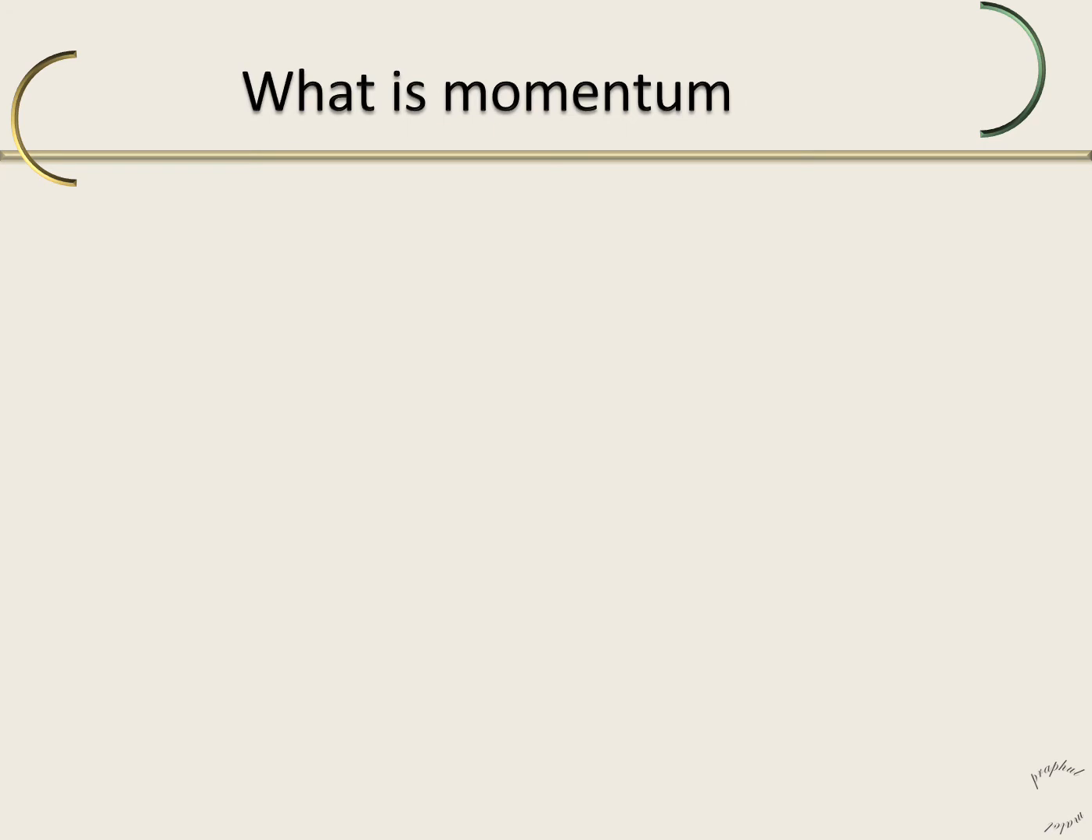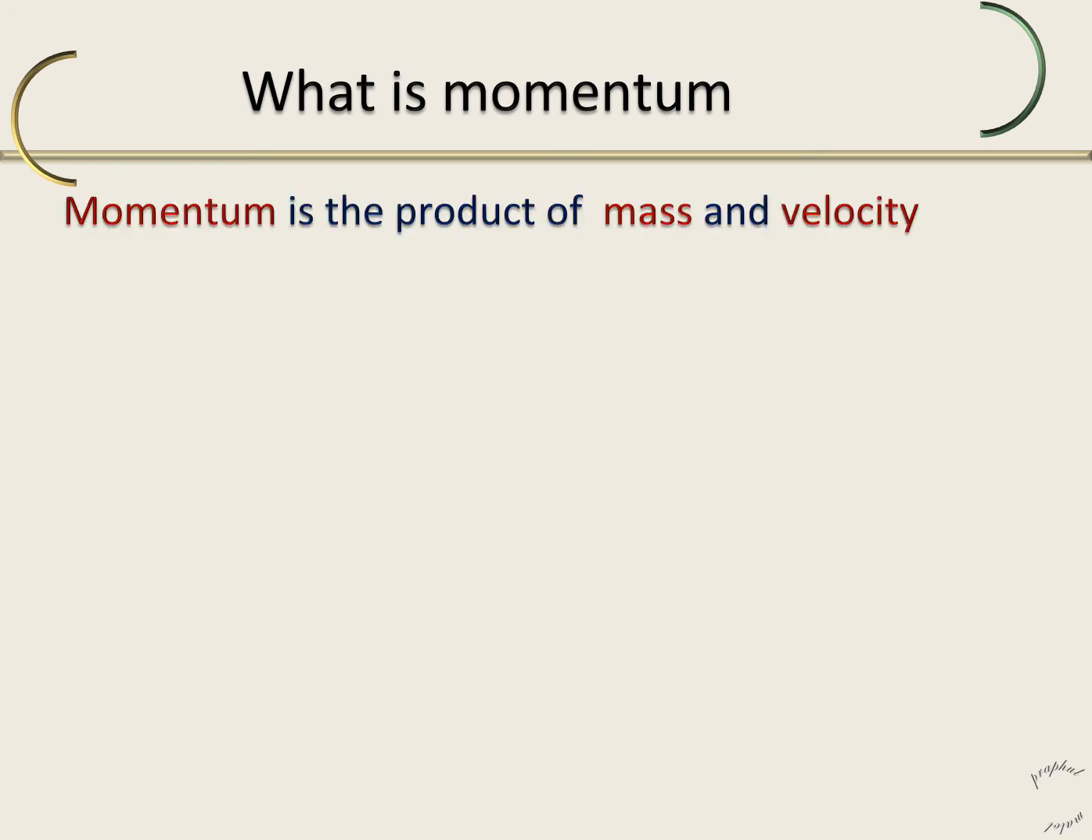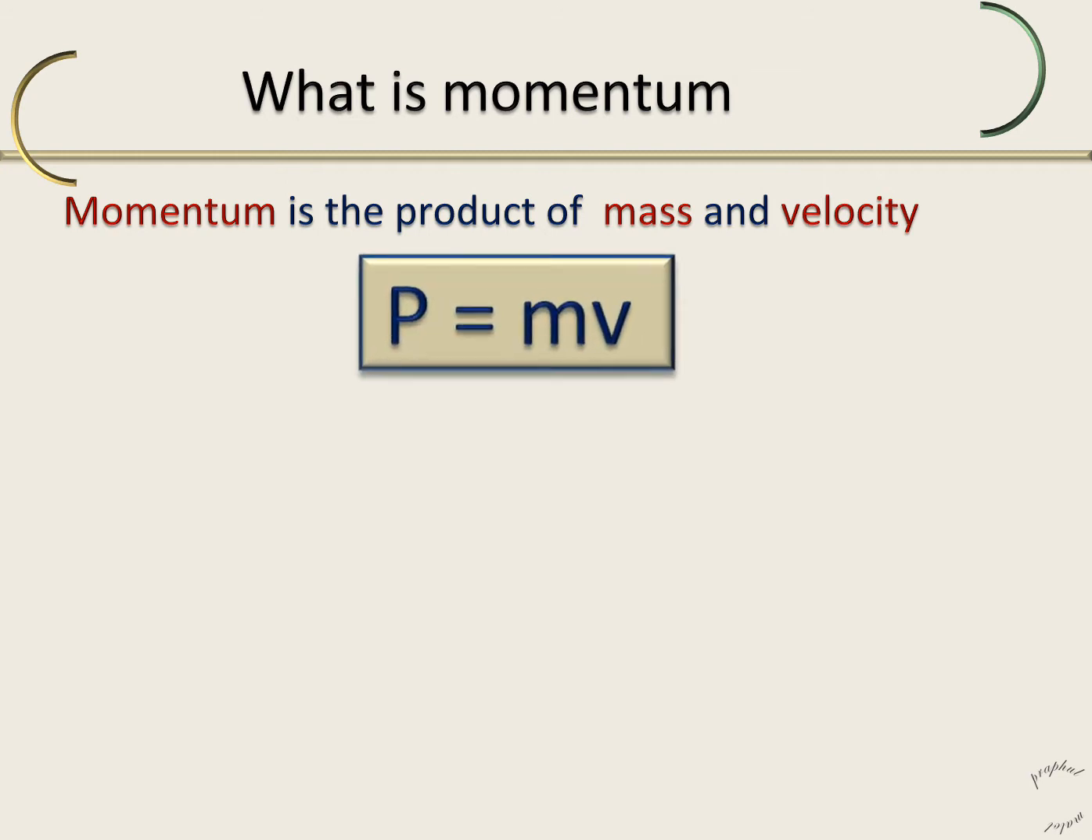What's the meaning of momentum? Momentum is actually a very simple quantity. It's a product of mass and velocity. You know what mass is, you know what velocity is. When you combine them, you get a new quantity called momentum.